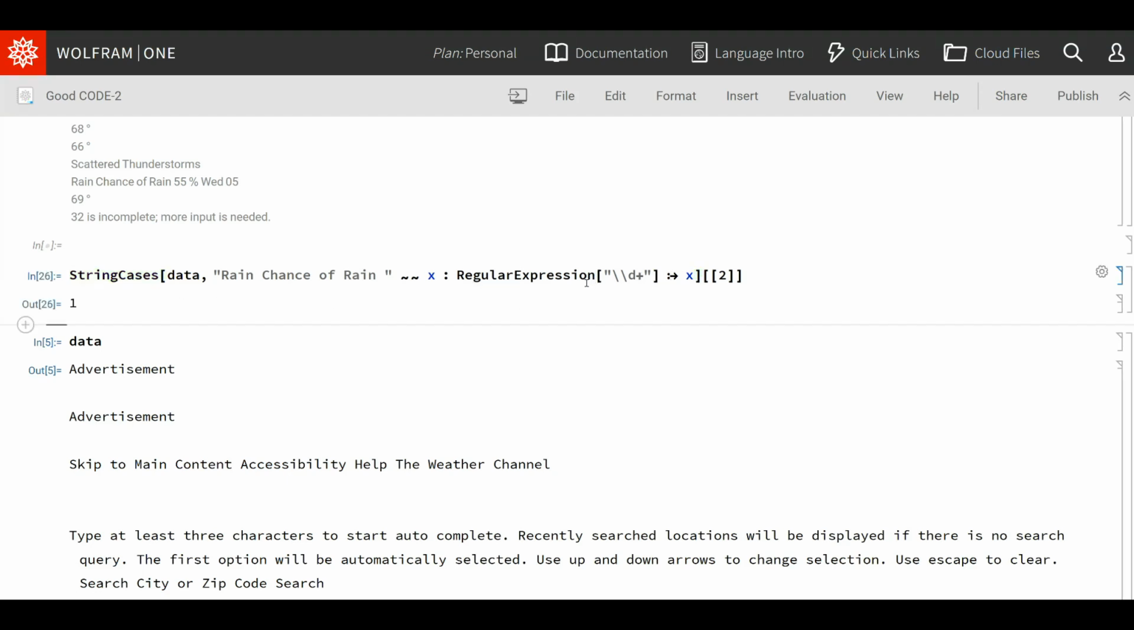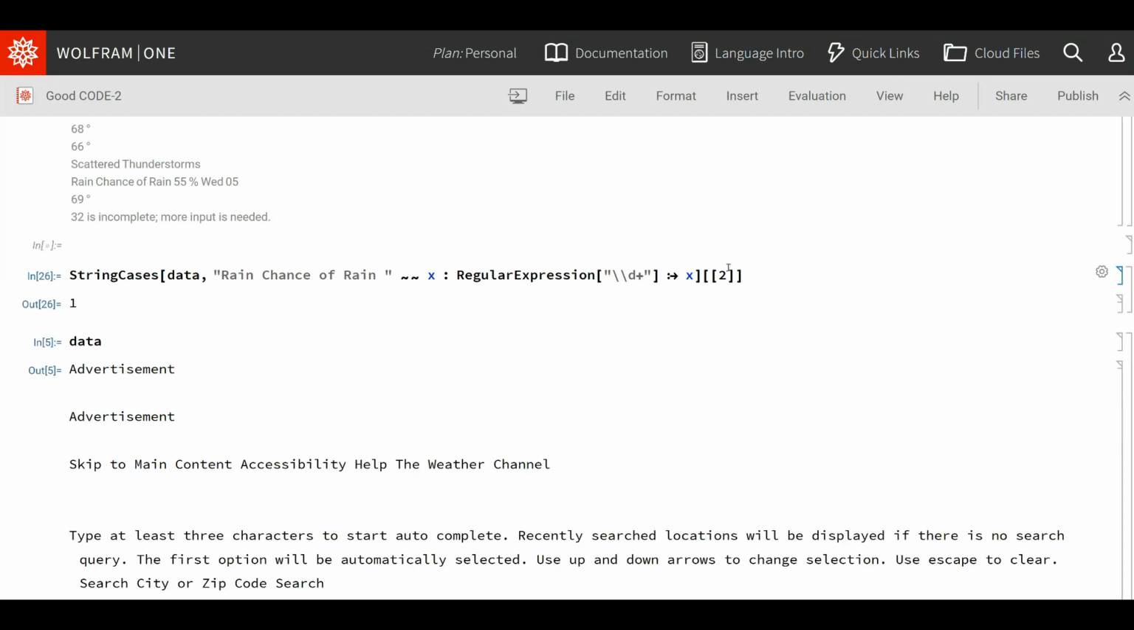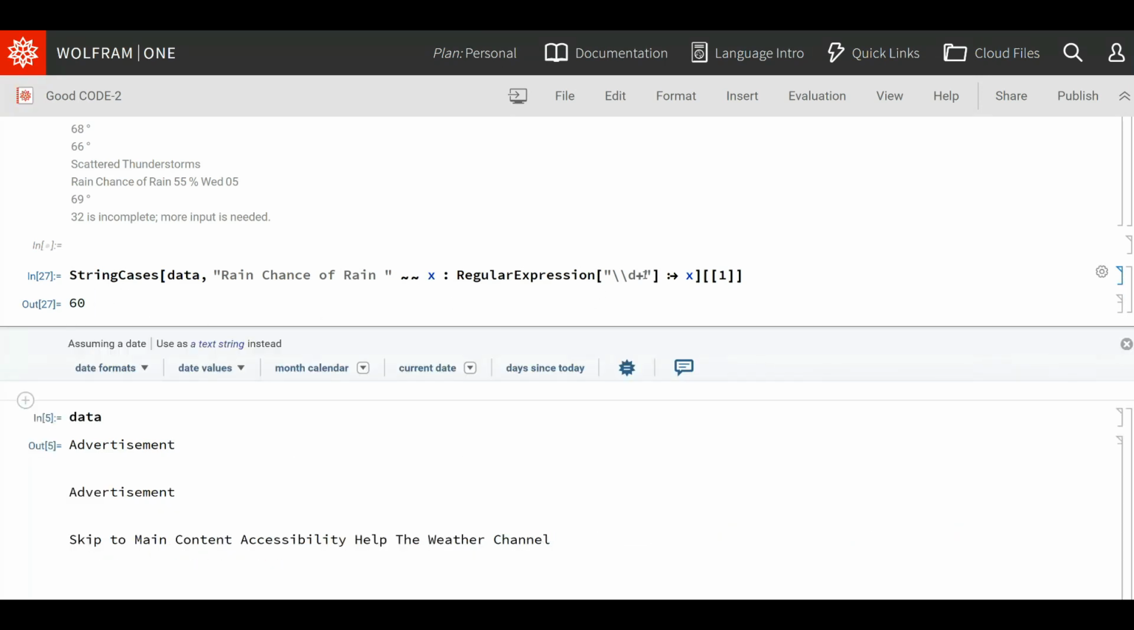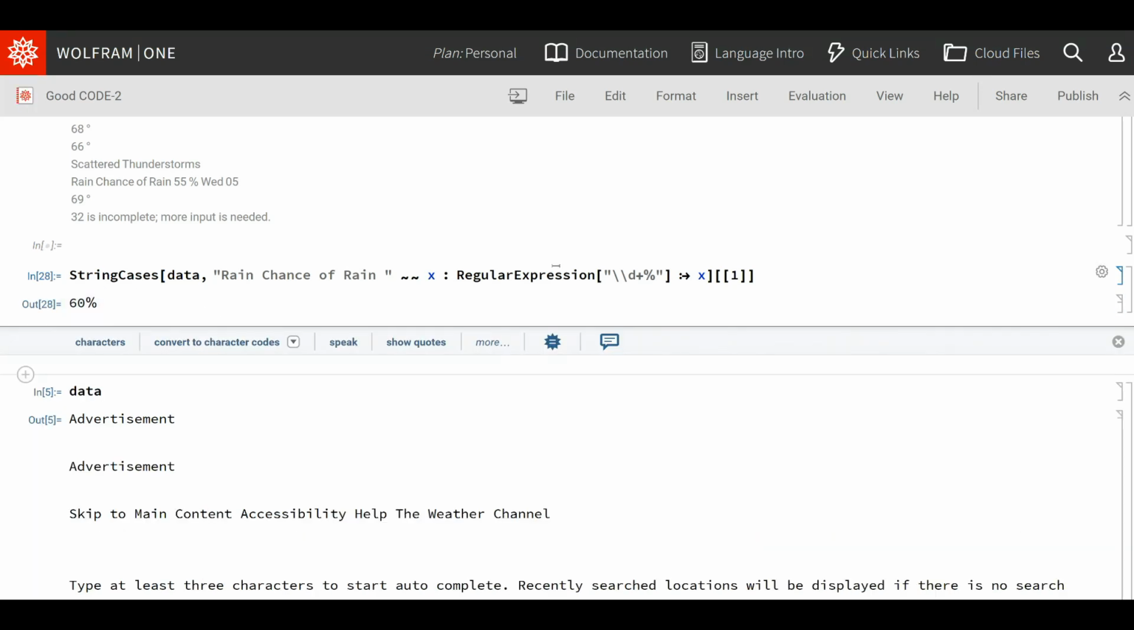So for example, if I click this, it will come as 1. And if I change it from this one, it will give us the precipitation of the first one. And if we want to add percentages, we will just have to add this. And there you go, it will be 60 percent.